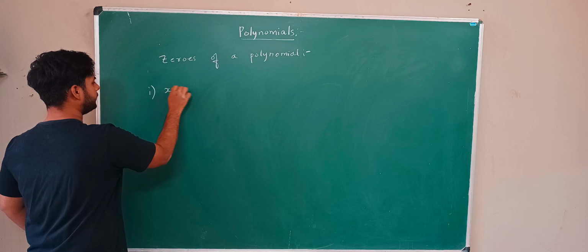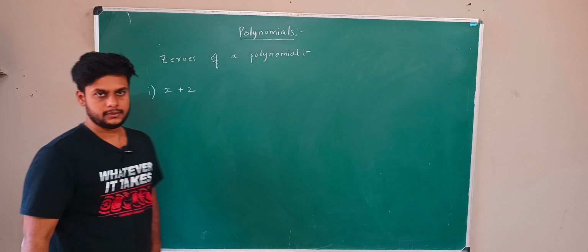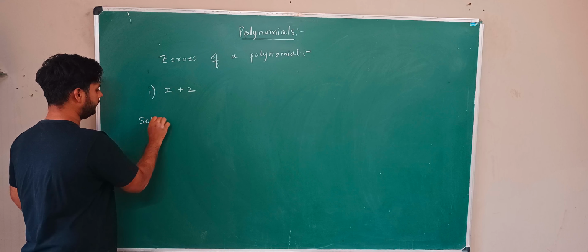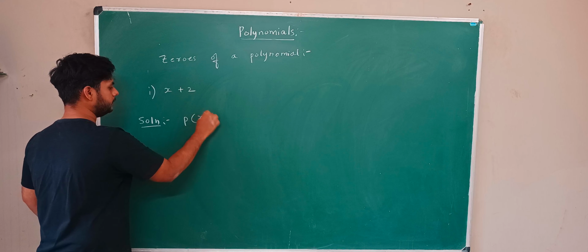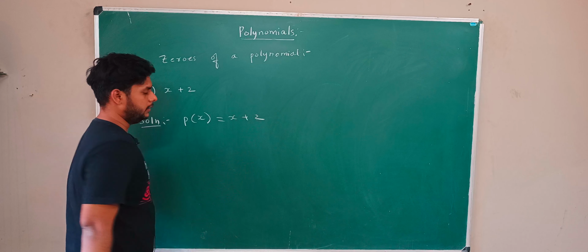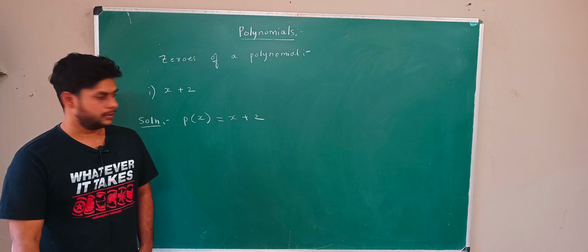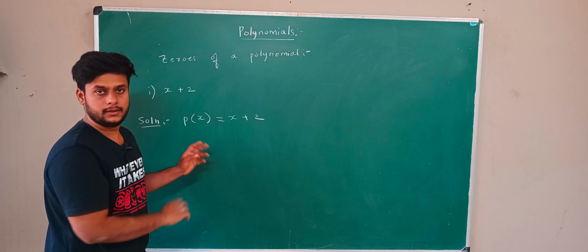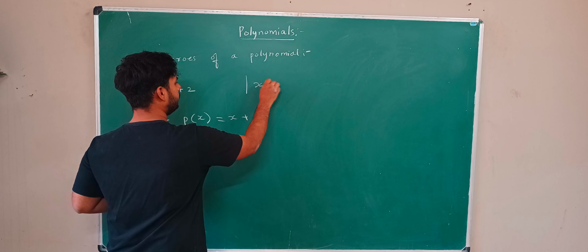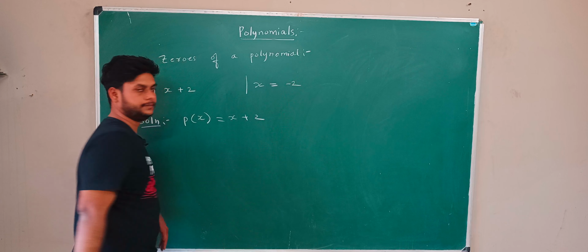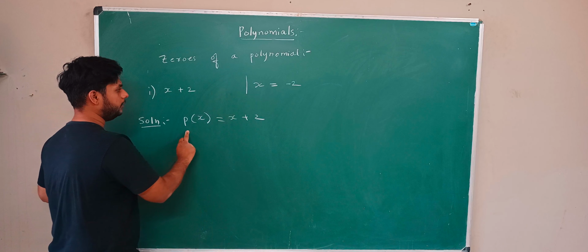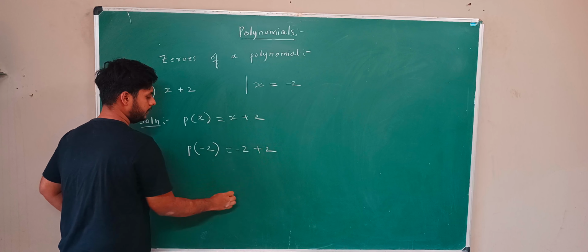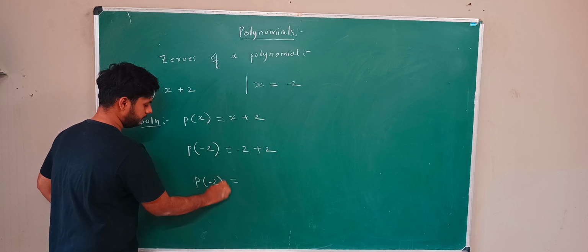One expression I will take. x plus 2 is one expression. Let's take x plus 2 as one equation. So what does it say? It is saying that p of x is equal to x plus 2. Now what value of x should I put so that this equation becomes 0? If I put x equal to minus 2 here, then p of x is minus 2 plus 2. The answer of p of minus 2 is 0.